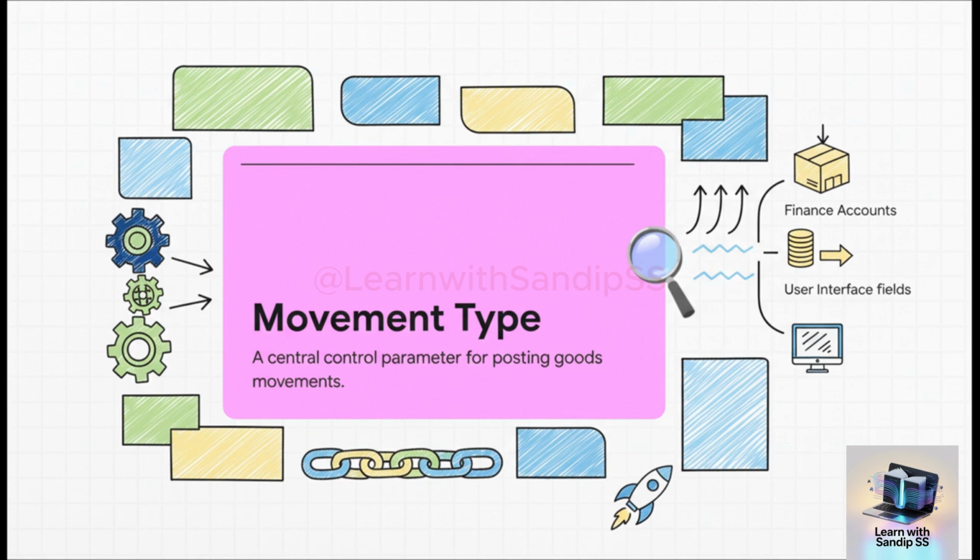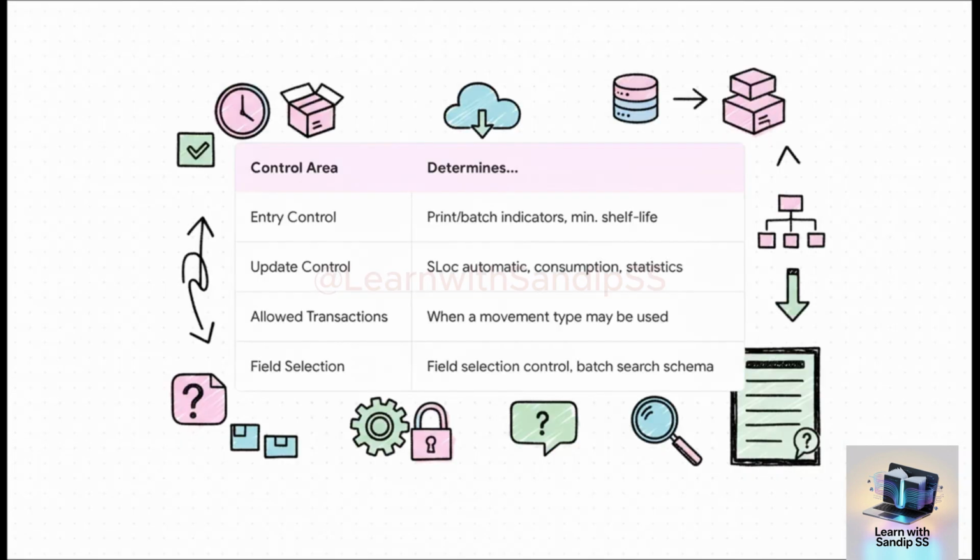It's the absolute engine of inventory management. The incredible part is how much control you have inside each movement type. For instance, under entry control, you can force things like shelf life checks. Under update control, you could tell the system to automatically create a storage location for a material if it doesn't already exist. And look, field selection is here again.